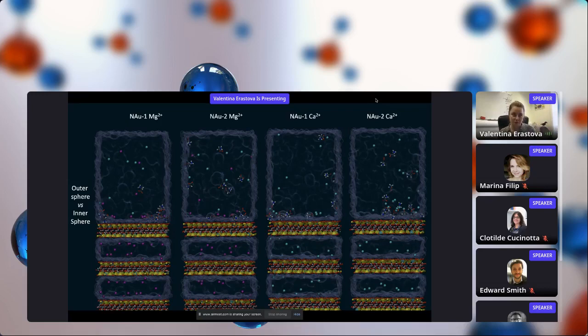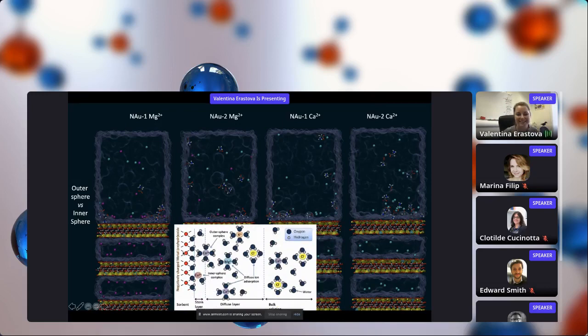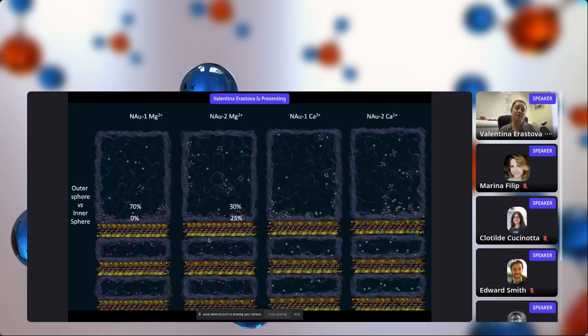So just in case, here's a little reminder of the inner and outer hydration sphere. Here we've got a clay layer that's been flipped, so it's vertical instead of horizontal, and we've got this negative clay. Then we've got inner sphere, bound directly to the surface, and outer sphere, when there is a hydration shell around. And she found that in the same case, for two different clays with magnesium versus one another, there's a very different distribution. And again, it changes for calcium.